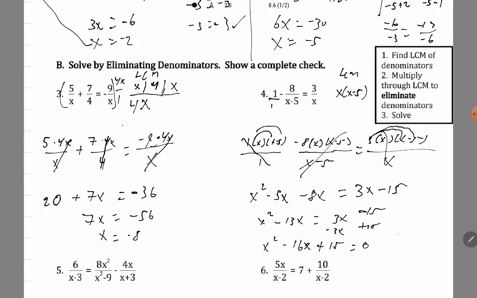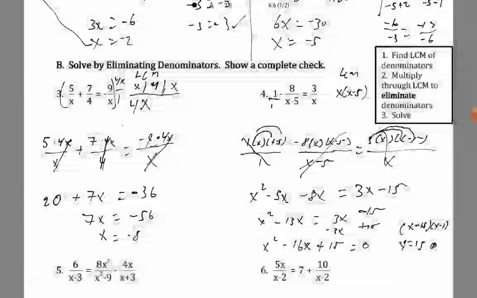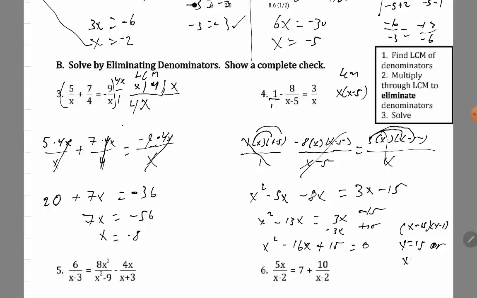So this will factor into x minus 15 and x minus 1. So either x equals 15, or x equals 1. And then make sure you plug these back in, and in this case, they both work.